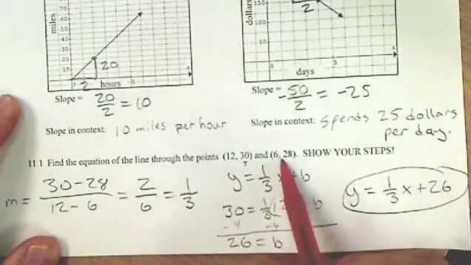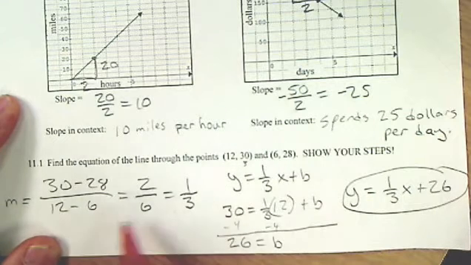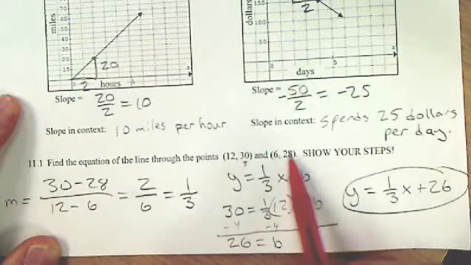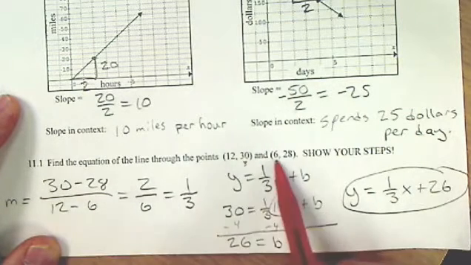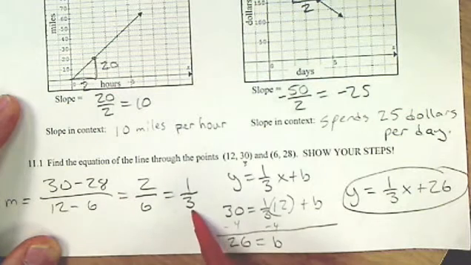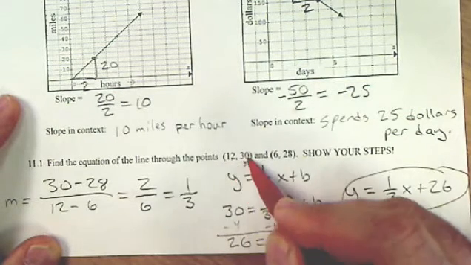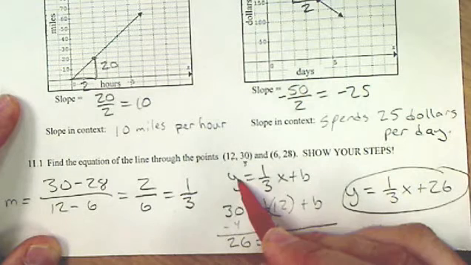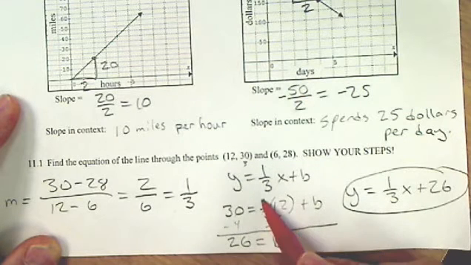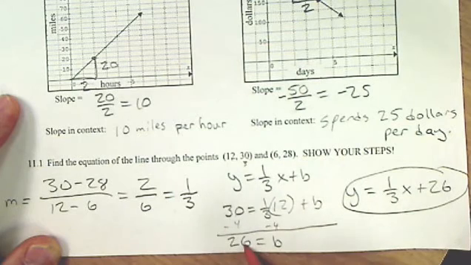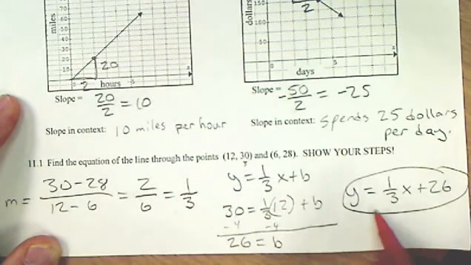Find the equation of line through these 2 points. Find the slope. So you subtract the y's, over subtract the x's. And it gives me my 1/3. And then I just plugged in a point. I plugged in this x and that y. X and y for the x's and y's. Solve it. 12 times 1 divided by 3 is 4. So subtract 4 from both sides, you get 26. So there's my equation.